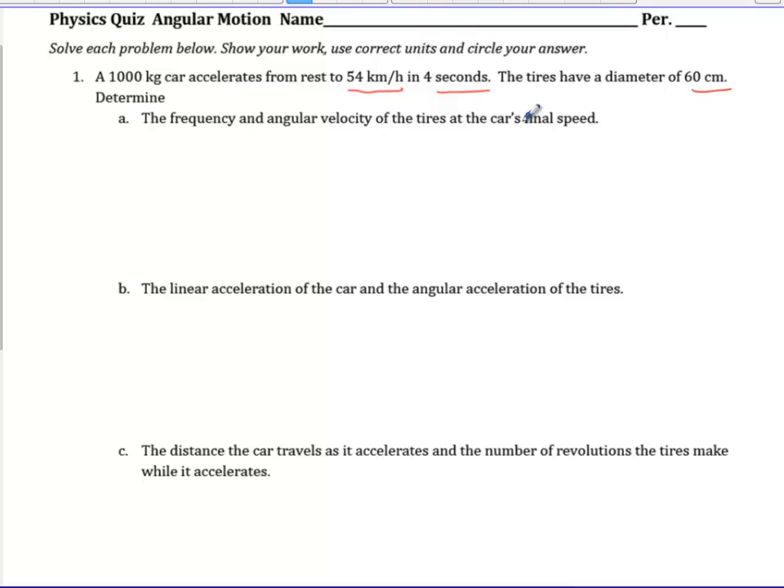First thing I want to do is probably go ahead and change these into their base units. So 54 kilometers per hour, remember kilometers is 1,000 meters, so 54,000 meters in 1 hour. An hour is 3,600 seconds, so this is 15 meters per second. So that's actually my velocity. The radius, well, I didn't give you the radius, I gave you the diameter. R is half of that, 30 centimeters, but remember that's only 0.3 meters.